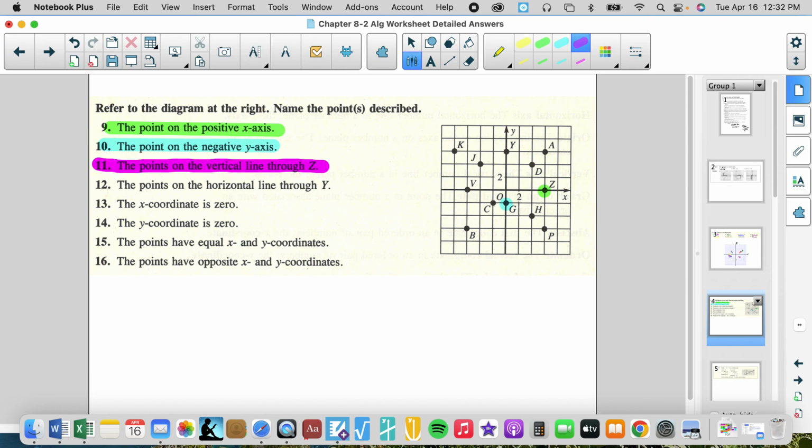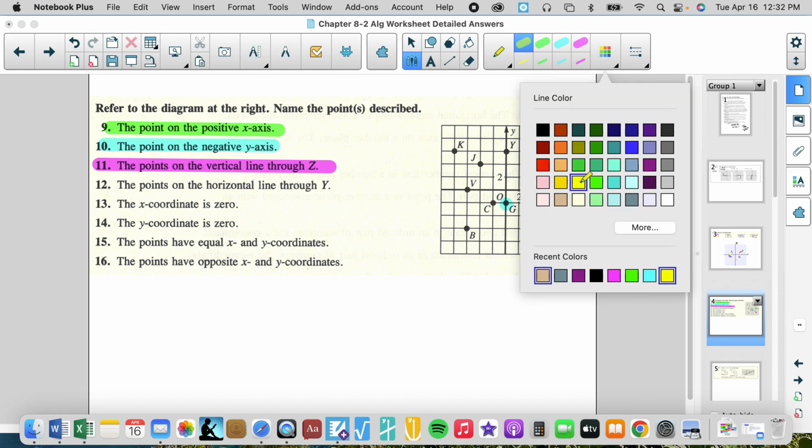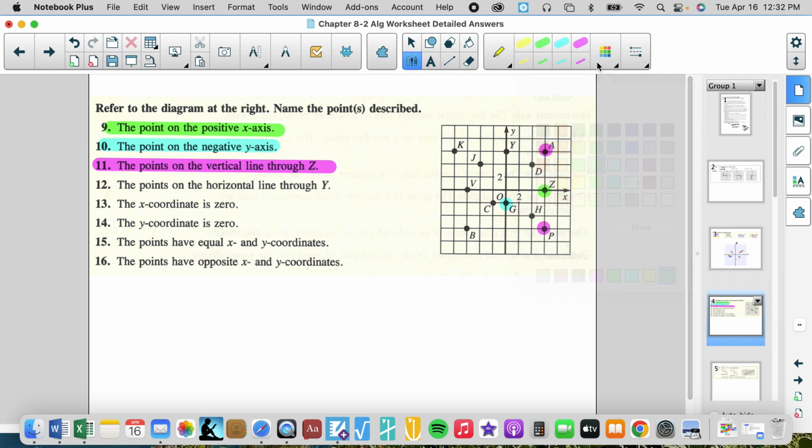The points on the vertical line through z. Vertical line through z would be A and P. So those are the 2 points on a vertical. Vertical is up and down. Let's do this color.